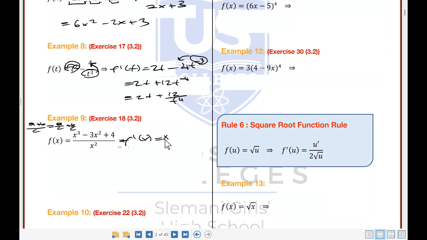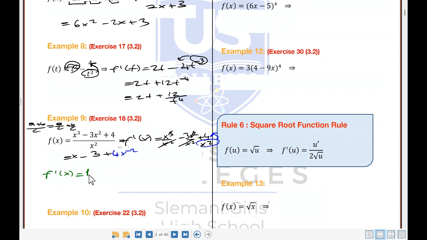Similarly, x squared is the common denominator for all of the terms in the numerator. So we can rewrite this as x cubed over x squared minus 3x squared over x squared plus 4 over x squared. So there's simplification, of course. We will have x minus 3 plus 4 over x squared. To apply the power rule, remember, move x squared up to the numerator for x to the minus 2. Now we can apply the derivative. After we get our function in simplest form, we can apply the derivative.